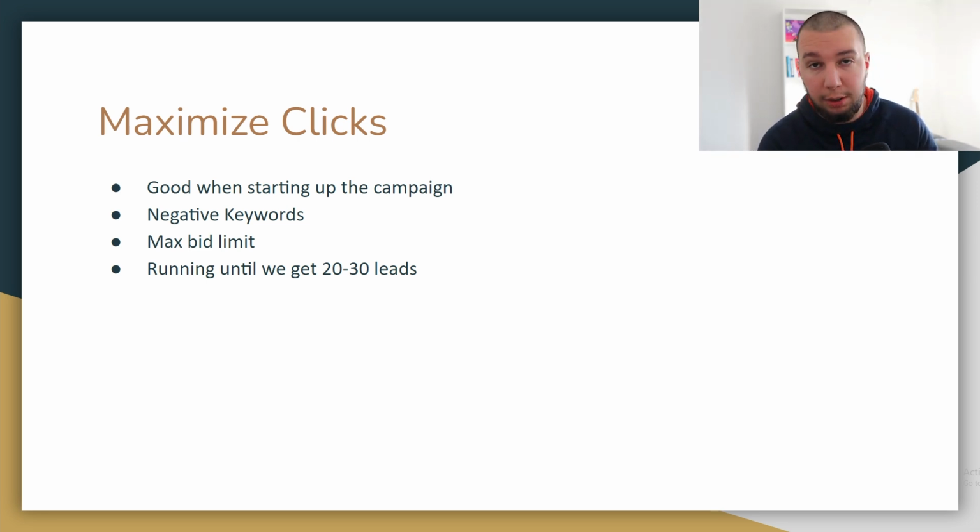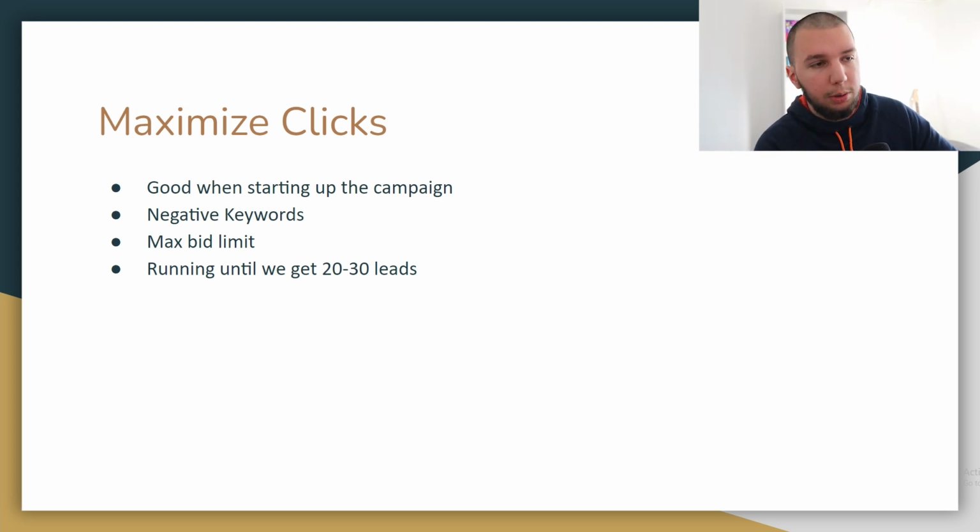Now you can also use manual CPC, and I've seen some people use manual CPC and be successful with it, but I just don't see the point in it, and I think it's just more manual work for you when you're actually going to get better results with maximize clicks. Now, for maximize clicks to be working properly and for you to not pay a bunch of money for bad clicks, you're going to need a good negative keyword list, and you're going to need to set up a maximum bid limit.